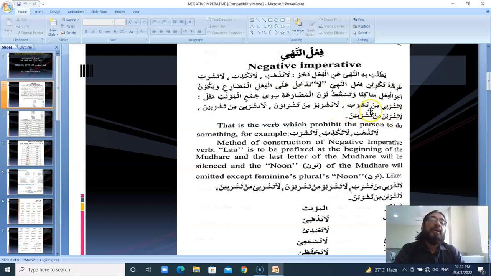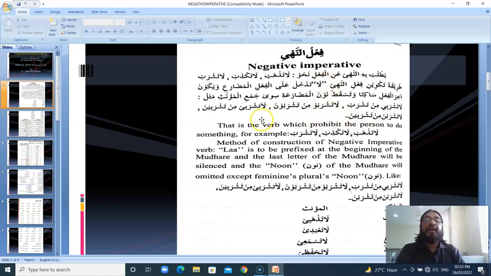Here it should be تشربين. لا تشربي من تشربين. So here it is wrong: لا تشربنا من تشربين. Here also, لا تشربنا من تشربنا is a mistake.